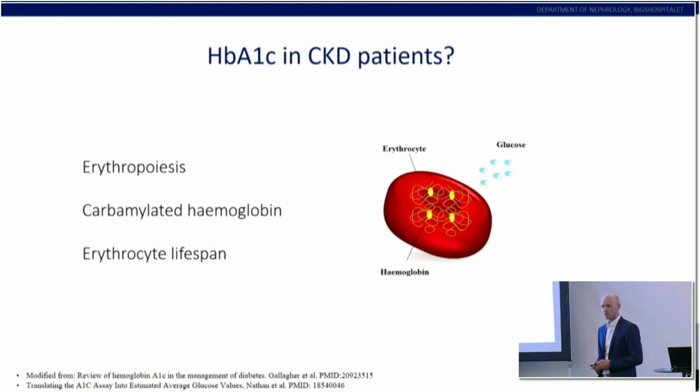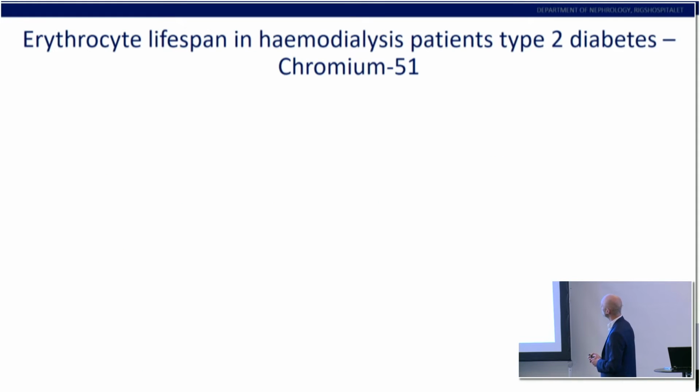And we looked at that in type 2 diabetic patients on hemodialysis, and we used a method called Chromium 51, where we took out 10 milliliters of blood, incubated it with Chromium 51, which is slightly radioactive. Then we re-injected it into the patient, and then we measured the radioactivity over time. And if an erythrocyte would die and break off, Chromium 51 would be cleared from the body. So we could measure the counts per minute as an indicator of erythrocyte lifespan.